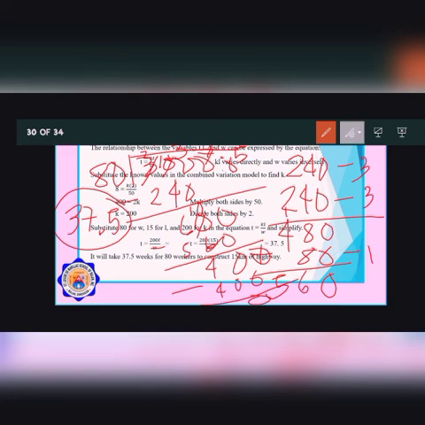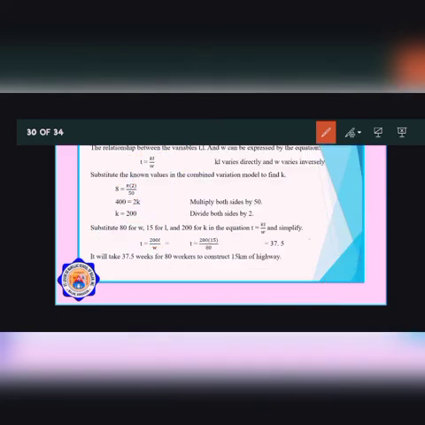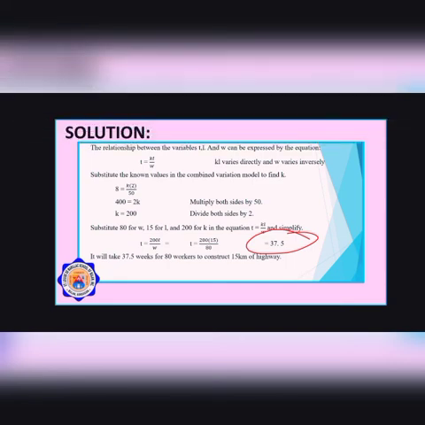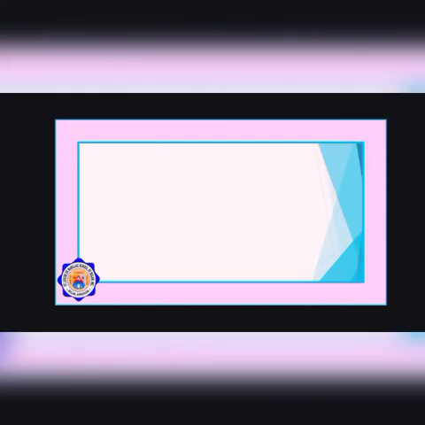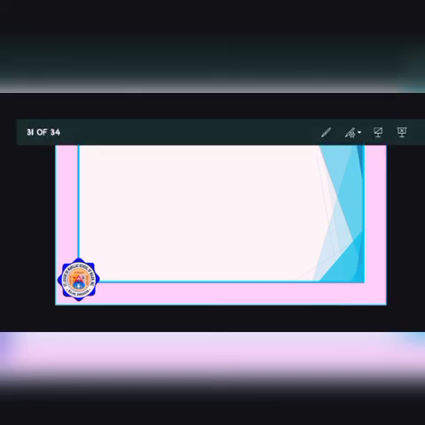So, our answer is 37.5. So, it will take 37.5 weeks for 80 workers to construct a 15 kilometer of highway. So, kailangan nila ng 37.5 weeks for 80 workers yon. So, that's all for the joint and combined variation.